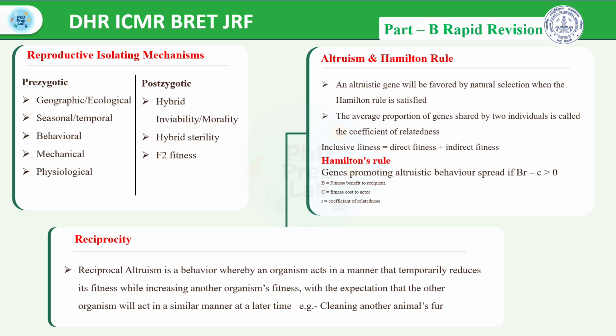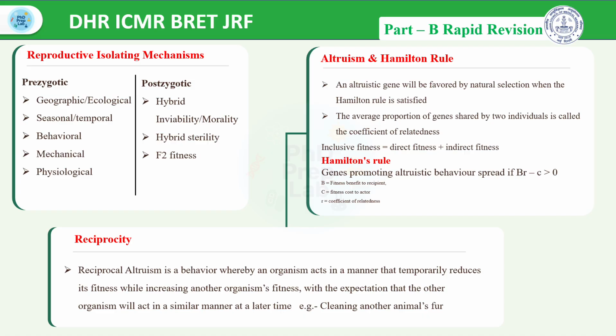An altruistic gene will be favored by natural selection when the Hamilton rule is satisfied. Now, what is Hamilton rule? It is the formula which you can see on the screen also, BR minus C greater than 0. When this is satisfied, this explains the altruistic behavior that it can occur.